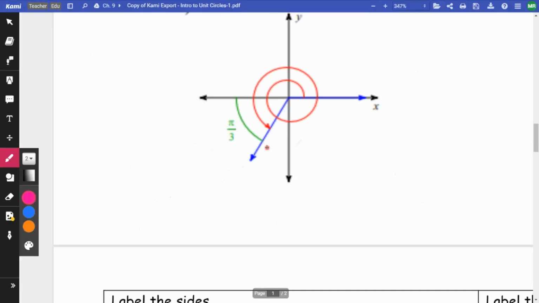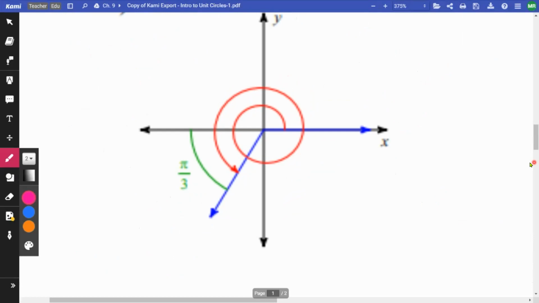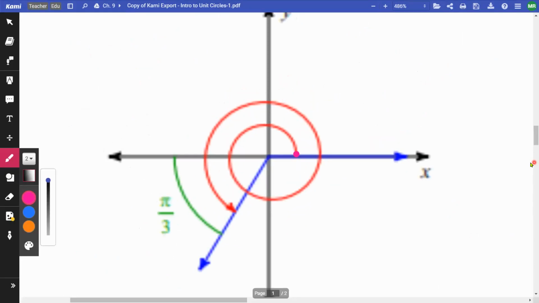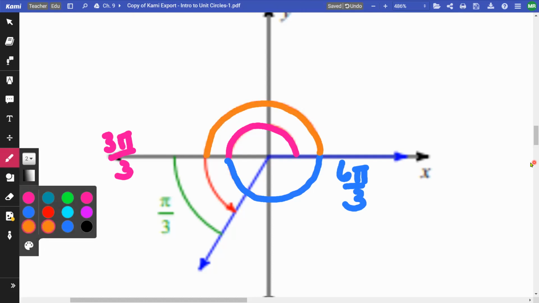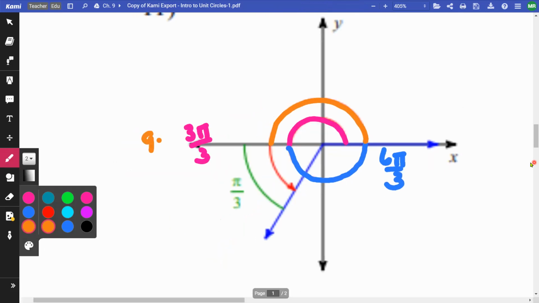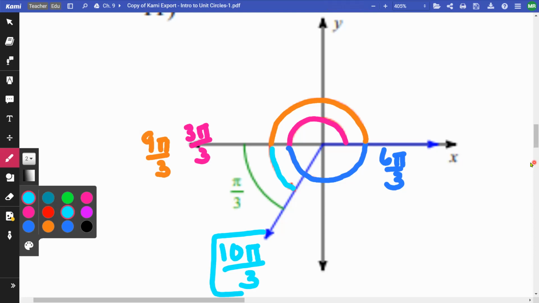On 11, we're going around this. We're dealing with pi thirds. So as I'm going around, I'm just going to jot down, to here I would be at 3 pi thirds. As I continue to here, that would be at 6 pi thirds. As I go all the way to here, I'm going to be at 3 more, which is going to be 9 pi thirds. And then I have this little bit here that I'm going to be adding on to my 9 pi thirds, which is 10 pi thirds. And that's my answer.